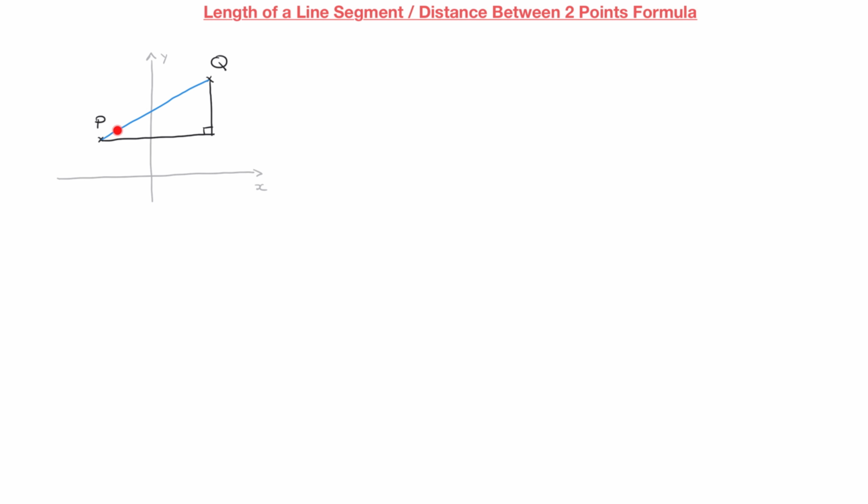With that in mind, if I go ahead and call the side length PQ capital C, this side length here capital A, and the side length down here capital B, then we can use Pythagoras' theorem to state that the square of the hypotenuse is equal to the sum of the squares of the other 2 sides. In other words, C squared equals A squared plus B squared. And so applying the square root, the length of the line segment, which would equal C, is equal to the square root of A squared plus B squared. And I'm pretty sure you're comfortable with that.